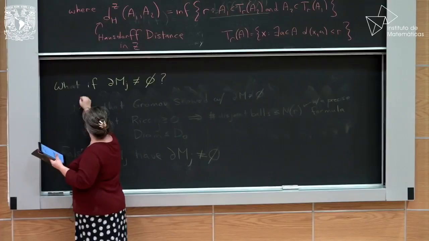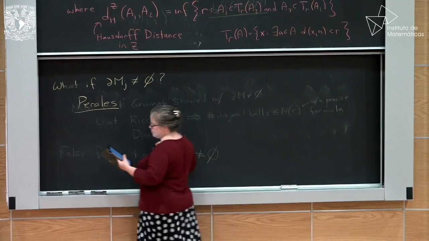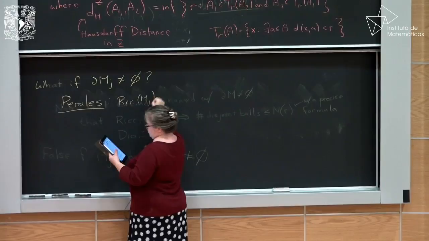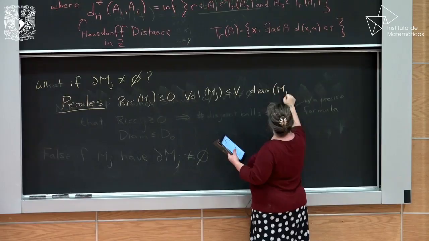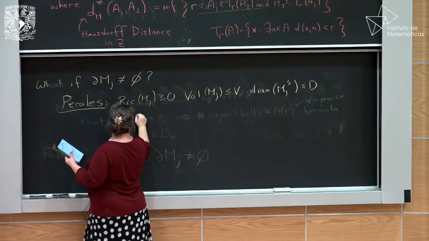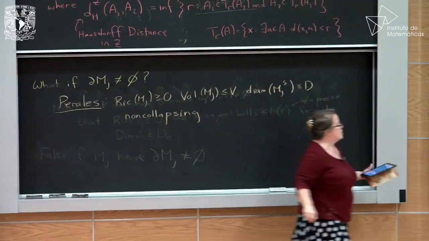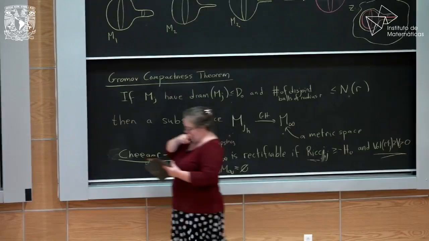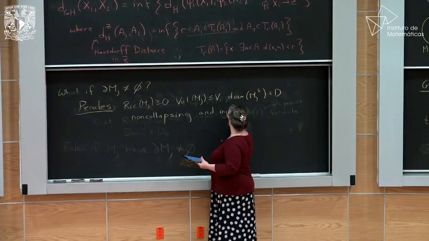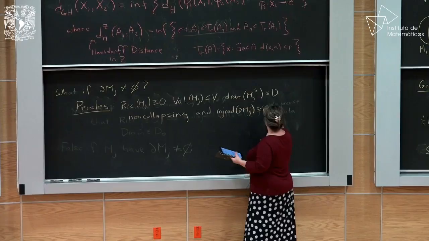So what if the boundary is not zero? Perales has a theorem which says that if you have the Ricci of M_j bigger than or equal to zero and volume of M_j less than or equal to V, and diameter of M_j, I'll explain that in a second, less than or equal to D, and it's non-collapsing, which means we're avoiding, just like Cheeger-Colding, they're also non-collapsing. This is the volume bounded below thing. Okay, and they're non-collapsing, and the injectivity radius of the boundary is bigger than or equal to some i_0 greater than zero.